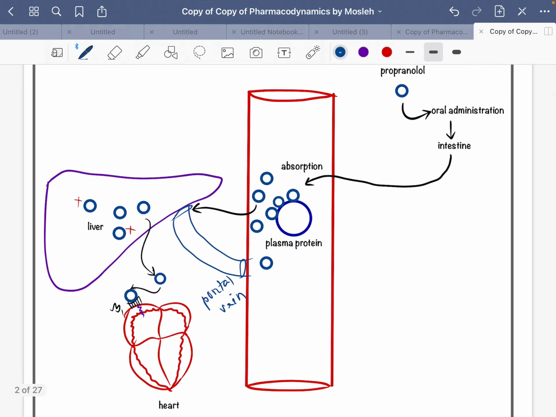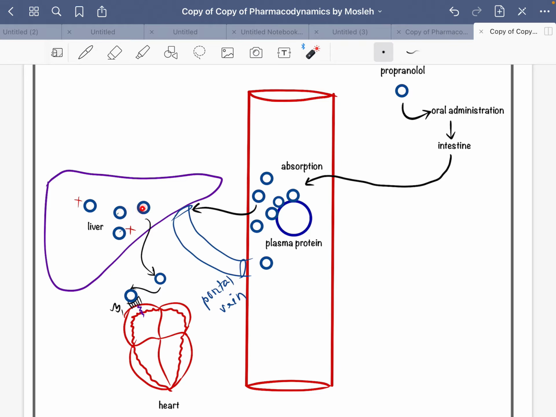Now we know that liver is the main metabolizing organ. Now suppose 4 propranolol reached the liver. Among these 4 drugs, 2 propranolol are inactivated by the liver, that means by metabolizing enzyme. This metabolism process is known as biotransformation. You have known it, I think. So now 2 drugs are inactivated, and these 2 drugs are active.